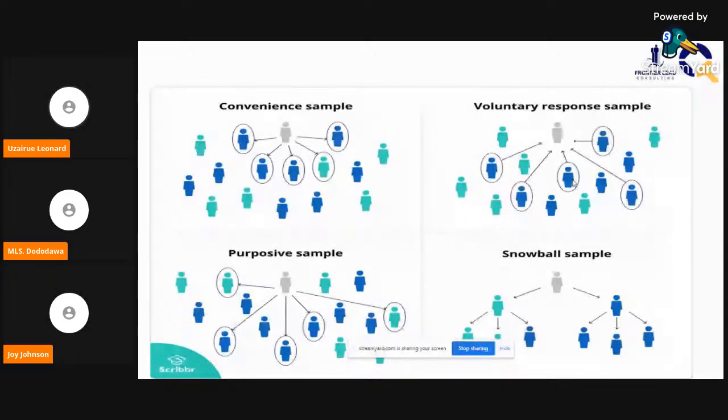Then the next one is purposive sampling. Purposive sampling is also referred to as judgment sampling. It's based on the judgment, or the judgment acumen, of the researcher. What this means is that the researcher decides who to include in his study using his own expert opinion.